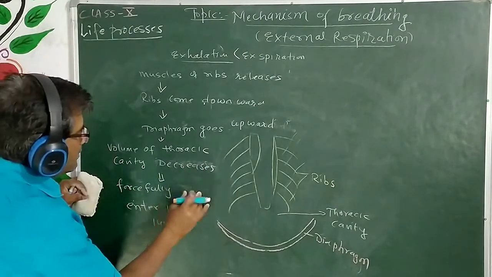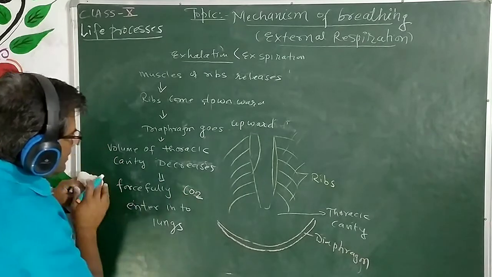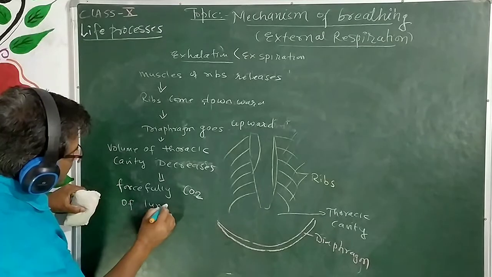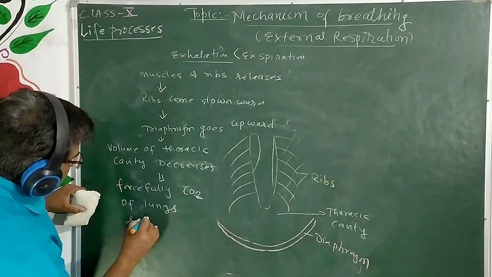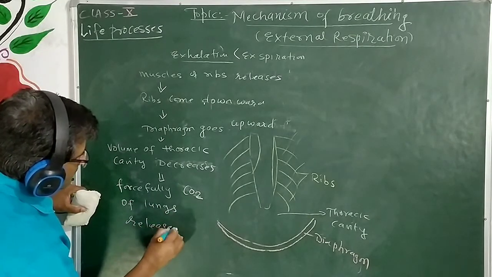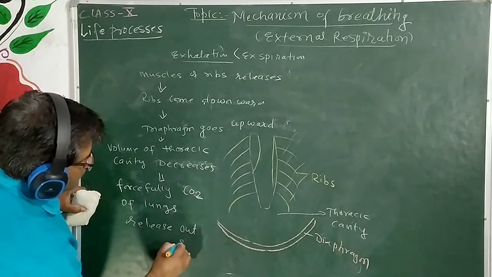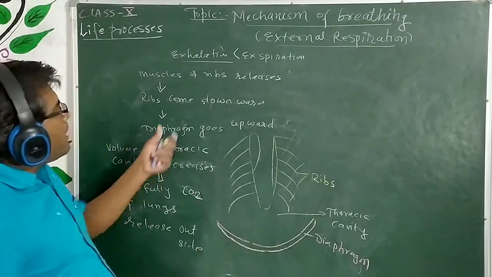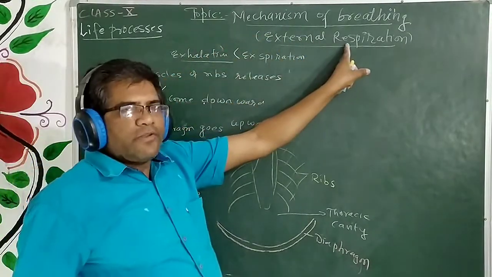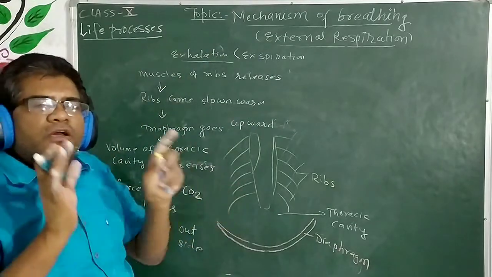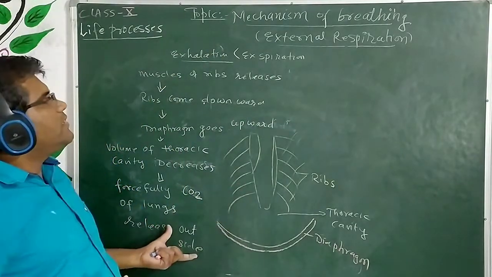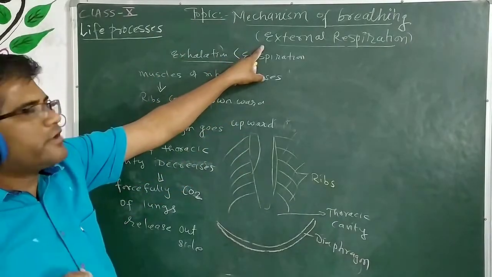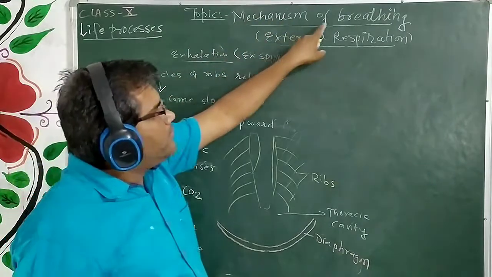And forcefully the carbon dioxide of the lungs is released outside. So thus we have learned this is only external respiration, because oxygen enters into the lungs and CO2 of the lungs goes outside. This process we say is external respiration, or it is called breathing.